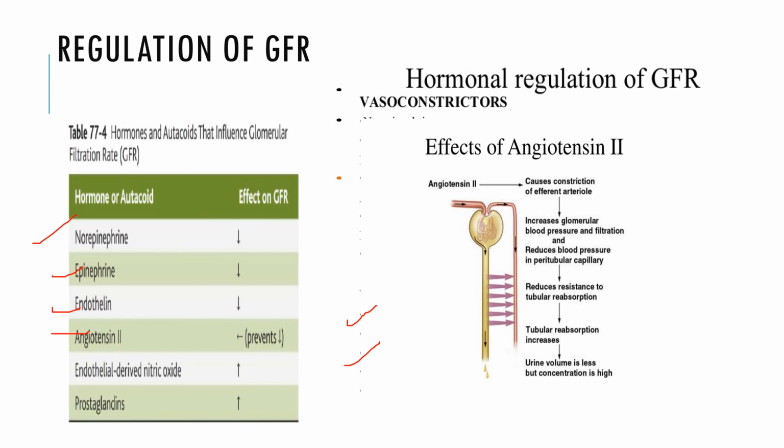Another effect of angiotensin II is that it increases the glomerular blood pressure and filtration, and as the efferent arteriolar constriction is increased, there will be reduced blood pressure in the peritubular capillary, and it reduces the resistance to tubular reabsorption. So GFR is maintained and the tubular reabsorption will be very high. As a result, the urine volume is less but the concentration is very high. So this is another important function of angiotensin II.